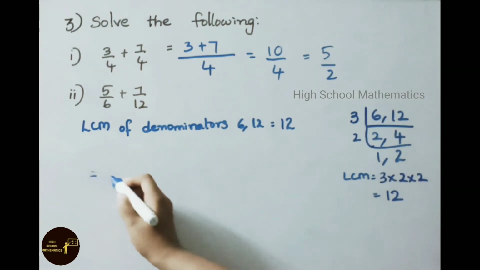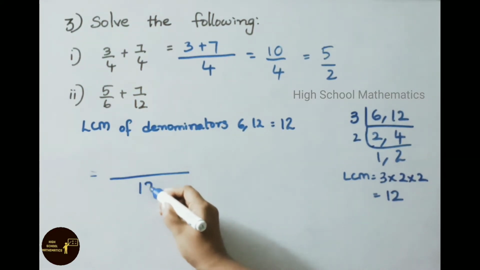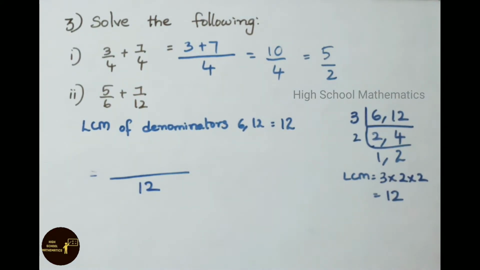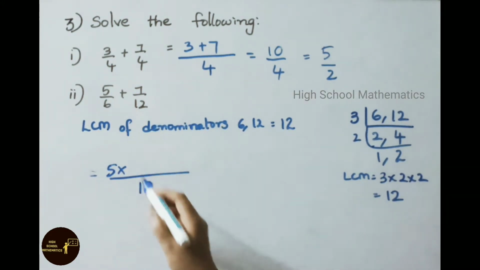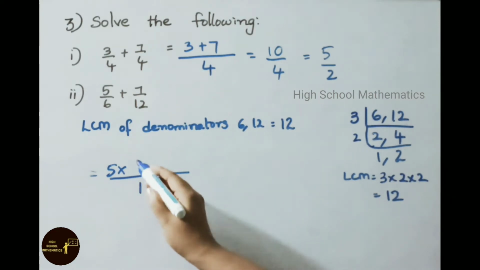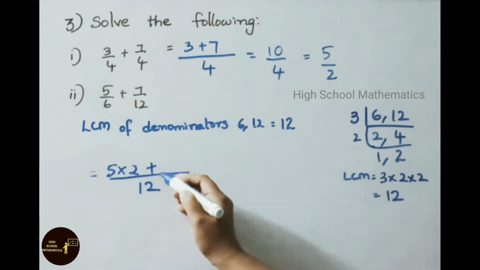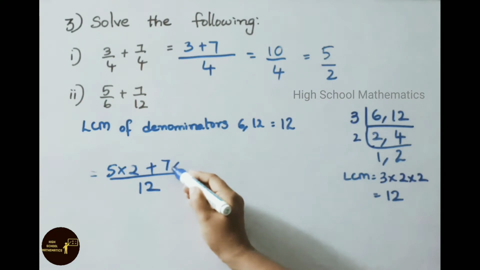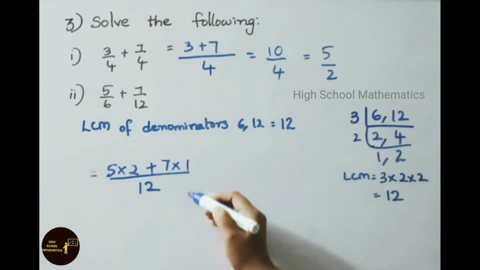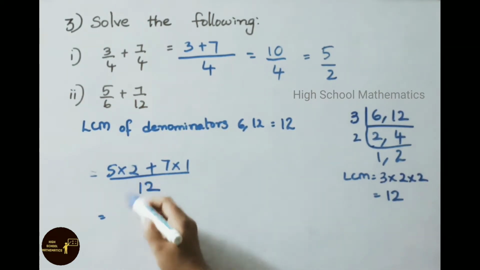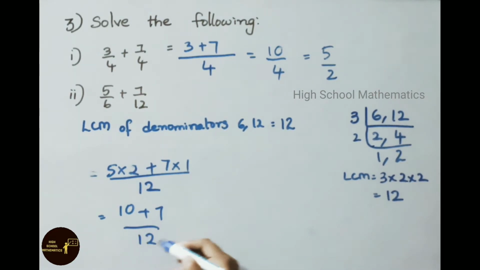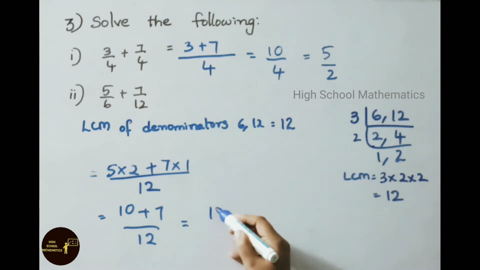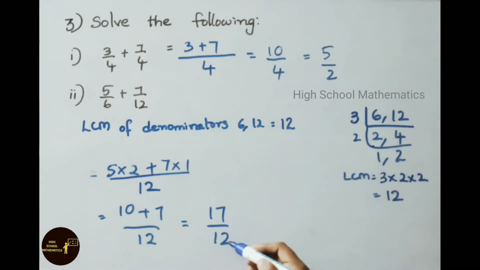Now write down the LCM as 12. So the denominator is 12. Now write down the numerator: 5 into, 6 table 12 is 2 times, write down 2, plus write down the next numerator 7 into, 12 table 12 is 1 time. That equals, multiplying, 5 twos are 10, 7 ones are 7 by 12. That equals 10 plus 7, 17 by 12. So the answer here is 17 by 12.